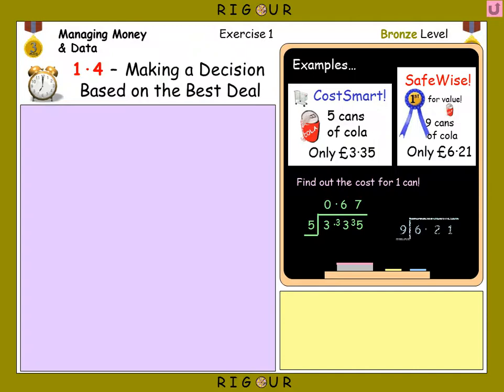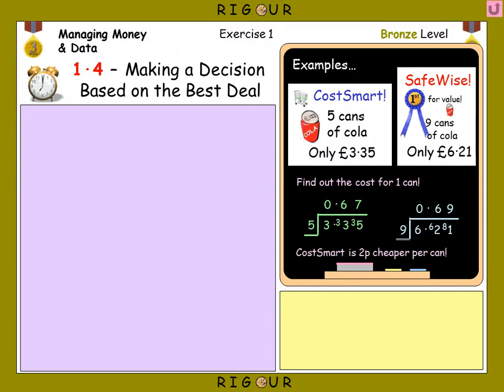So for Safewise we need to do £6.21 divided by 9. So 9 goes into 6 0 times, carry the 6 over, put your decimal point in. 9 goes into 62, well that's going to be 6 times, which is 54, which leaves us with 8 left over, which we carry, and 9 goes into 81, 9 times exactly. So it's 69 pence per can based on the deal in Safewise. In other words, Costmart is the best value for money because it's 2 pence cheaper per can.